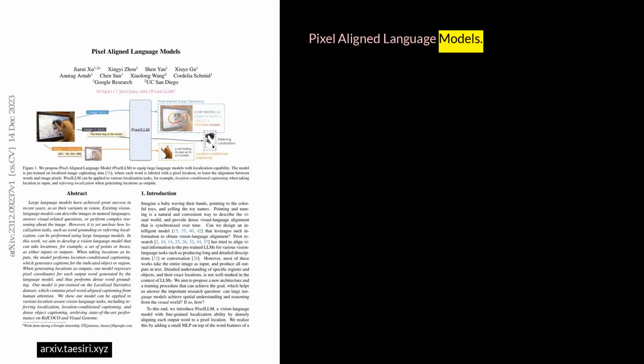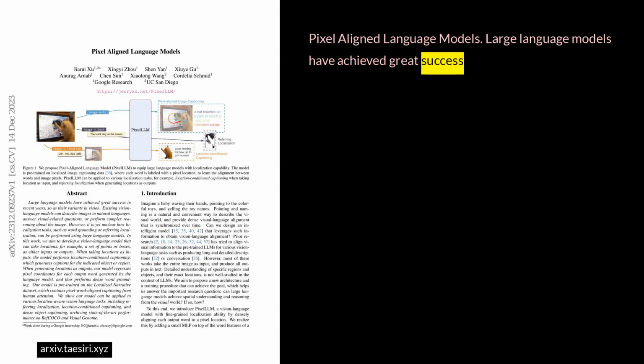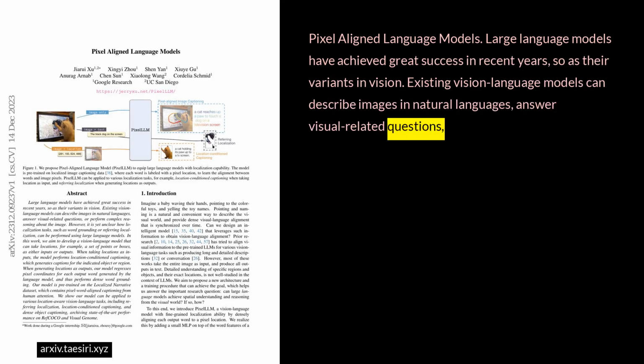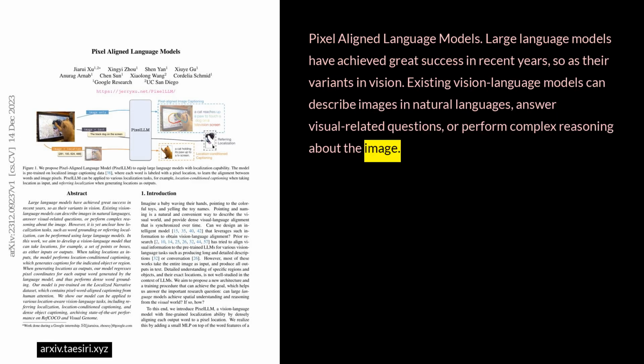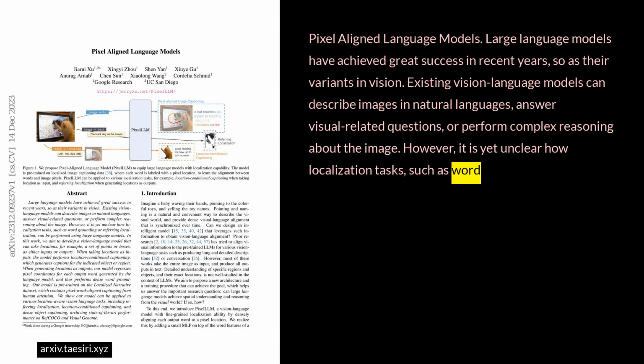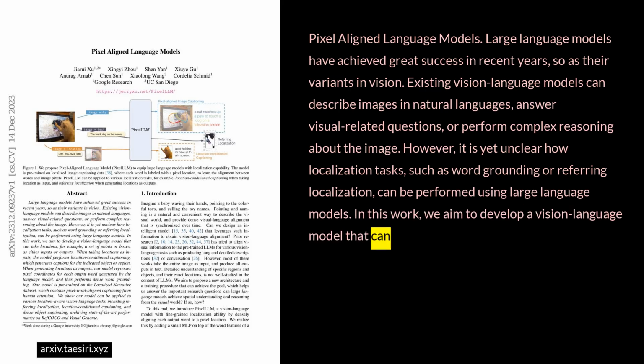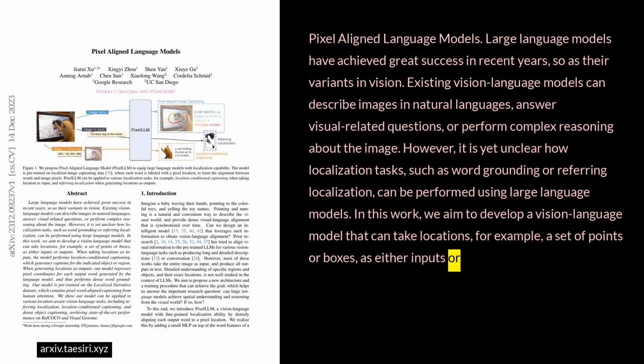Pixel-aligned language models. Large language models have achieved great success in recent years, so have their variants in vision. Existing vision language models can describe images in natural language, answer visual-related questions, or perform complex reasoning about the image. However, it is yet unclear how localization tasks, such as word grounding or referring localization, can be performed using large language models. In this work, we aim to develop a vision language model that can take locations, for example, a set of points or boxes, as either inputs or outputs.